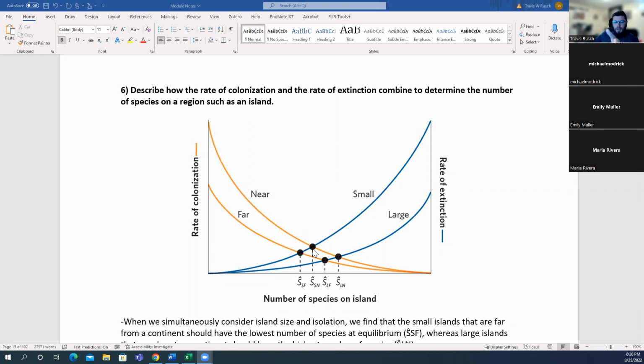Yeah, and the word for it from the chat, somebody said equilibrium, right? Yeah, so based on how far it is and how large it is, you're going to have different points of equilibrium for rates of colonization, rates of extinction, right? So if it's small and far, the equilibrium point's over here, versus if it's large and near, the equilibrium point will be over here. Does that make sense? And the equilibrium point is just where the two lines intersect, right? So for the small and the far, they intersect right here. So it's just figuring out where they intersect will be your equilibrium points.